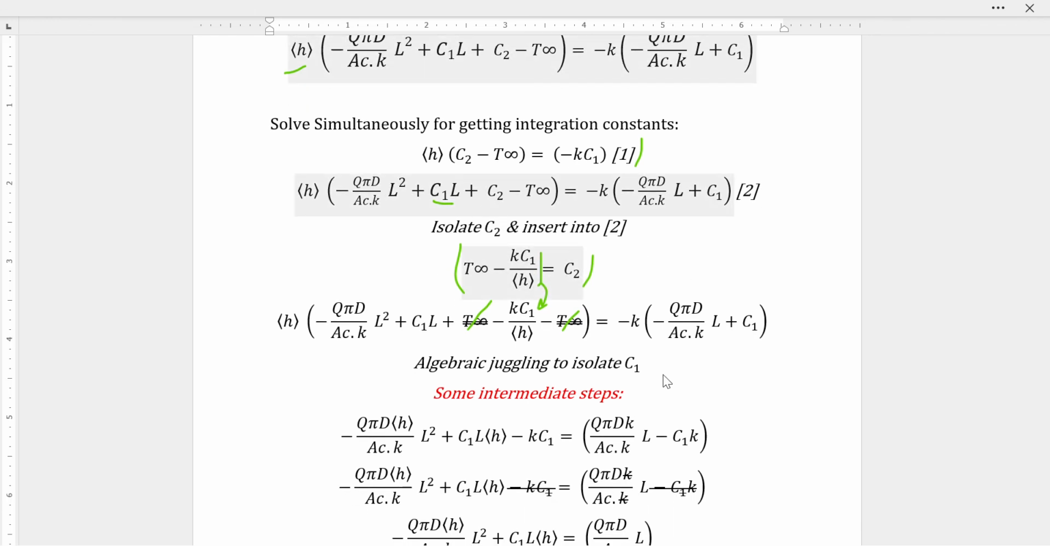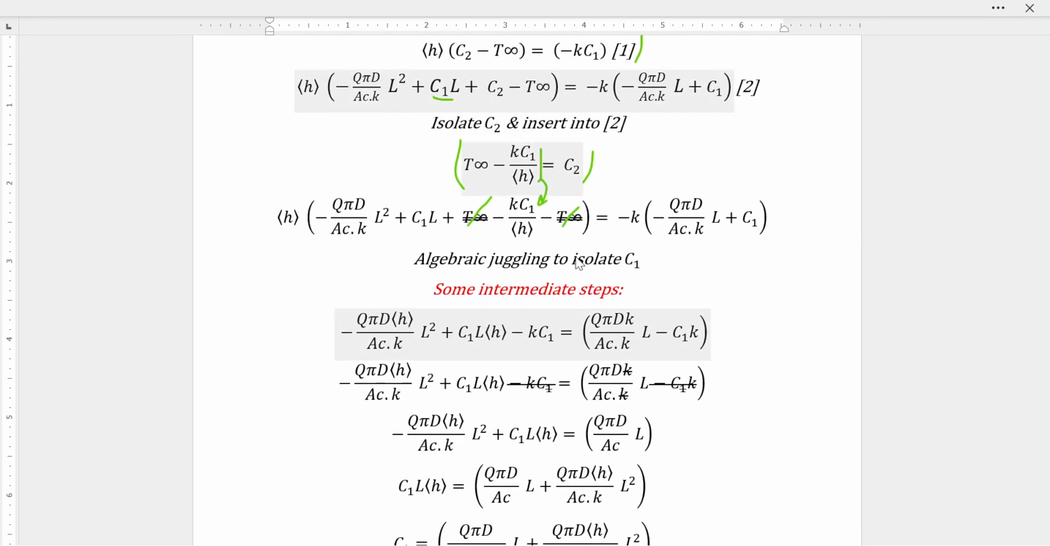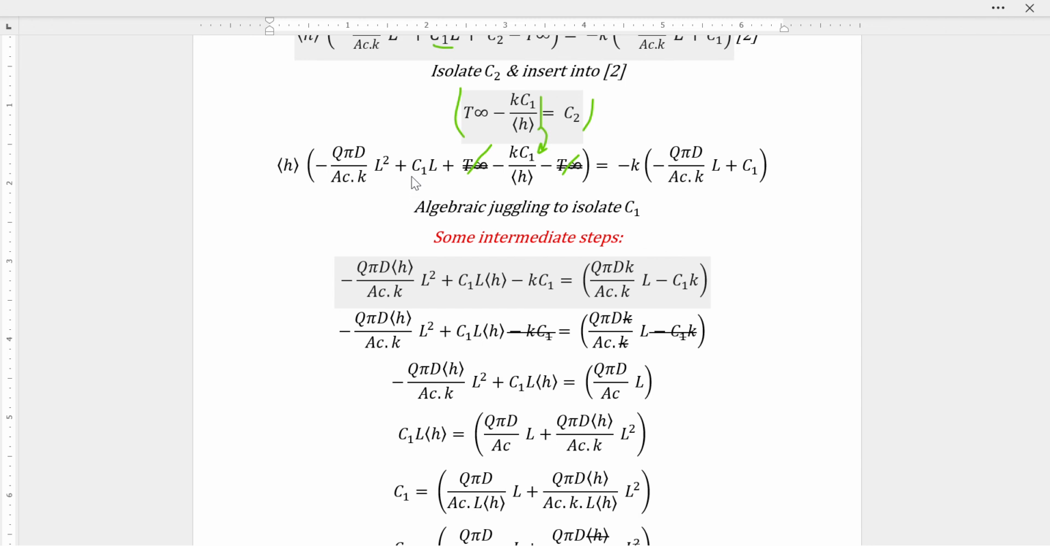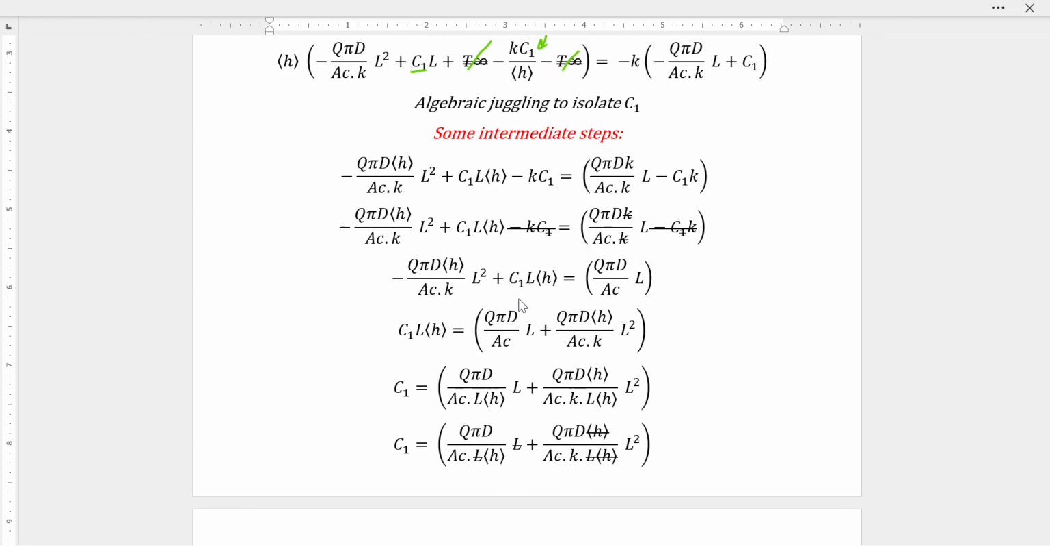Now I like to call it algebraic juggling. I picked that term up from a textbook, quite funny if you ask me. I like to perform a little bit of algebraic juggling because we have this one term C1 over here. I am just going to isolate it and try to make it the subject of the formula. I've included some intermediate steps so the process becomes a little bit easier for you guys, and I'm just going to walk you through what I did.